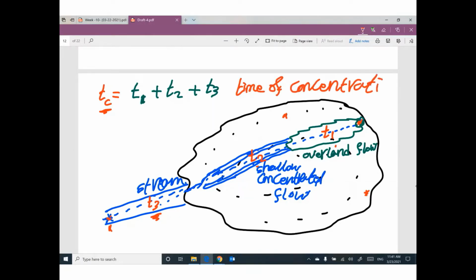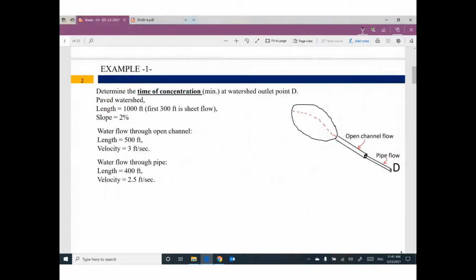This time of concentration is very important. Next week, we will use it for design. Anyway, we need to determine the time of concentration in minutes at watershed outlet point D. We have here outlet point D.